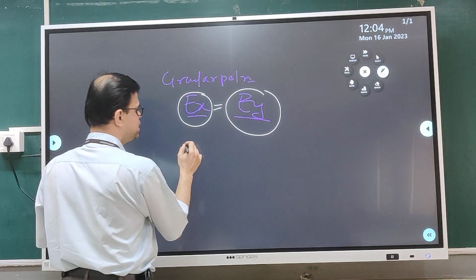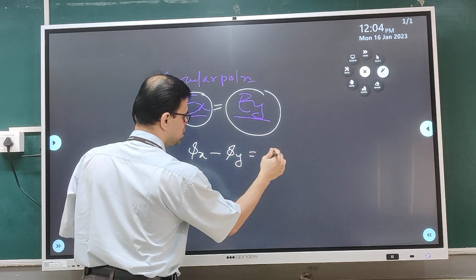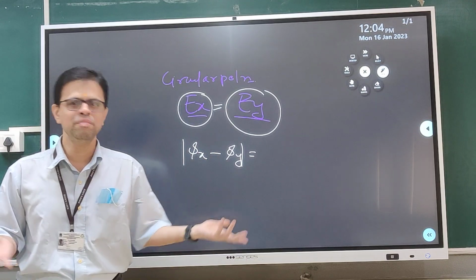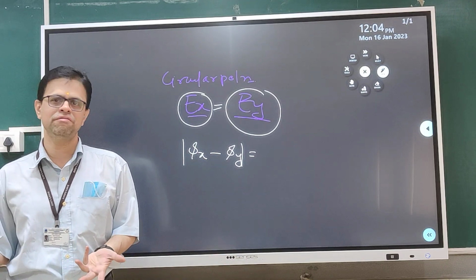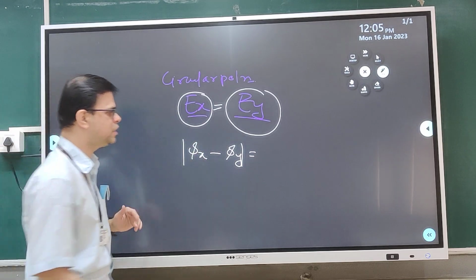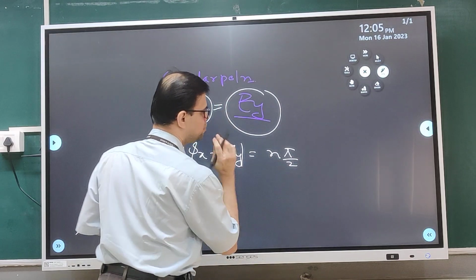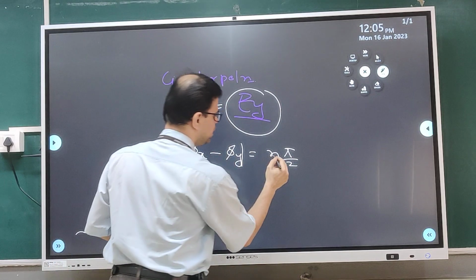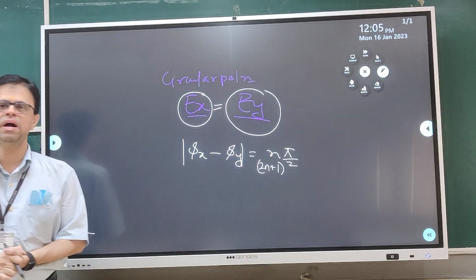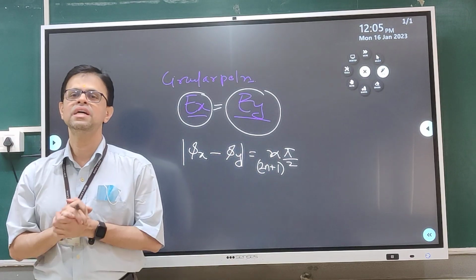Next condition is with respect to the phase. The phase difference between them, I will say a mod value, because my phi y can be more than phi x or phi x can be more than phi y. There is no such condition that only x should lead or y should lead. Mod of that should be an integer multiple of pi by 2. Yeah, sorry, to be very precise, it is an odd integer multiple of pi by 2. Then only you will realize a circular polarized condition.